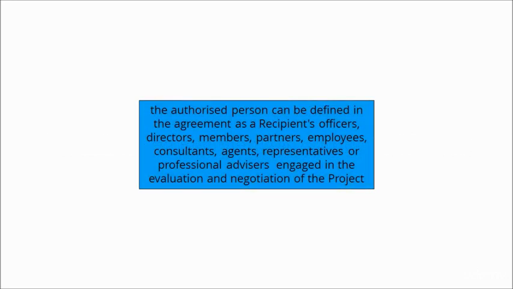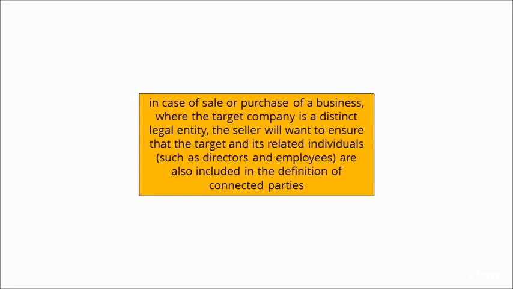Typically, the authorized person can be defined in the agreement as a recipient's officers, directors, members, partners, employees, consultants, agents, representatives, or professional advisors engaged in the evaluation and negotiation of the project. In case of sale or purchase of a business where the target company is a distinct legal entity, the seller will want to ensure that the target and its related individuals, such as directors and employees, are also included in the definition of connected parties.